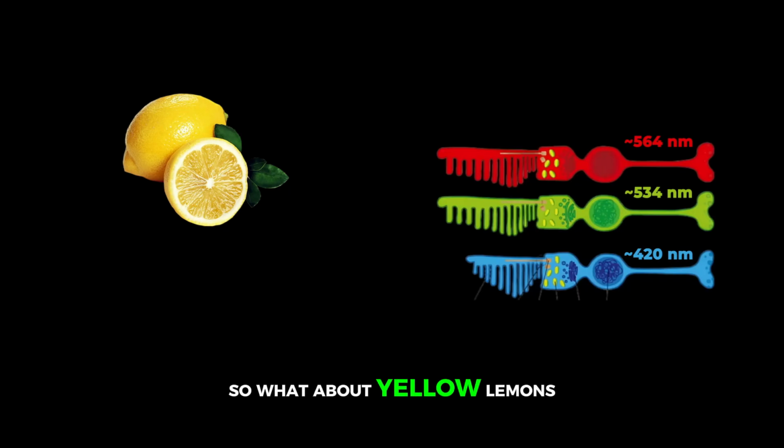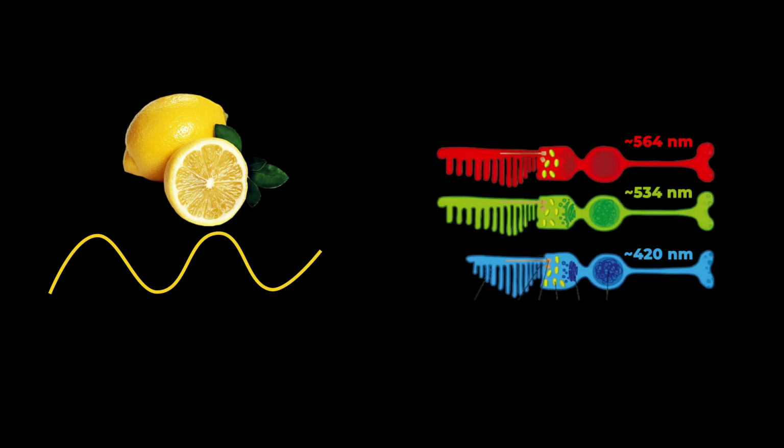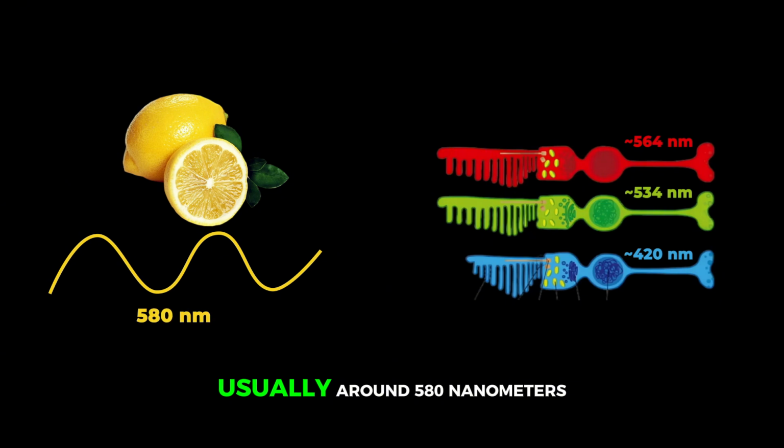So, what about yellow lemons? Let's apply the same logic. Yellow has its own wavelength, but it actually sits beyond the peaks of all the sensors, usually around 580 nanometers. That's the wavelength of yellow. So, how do the sensors interpret 580 nanometers if it's above all three peaks, red, green, and blue? They respond something like this.